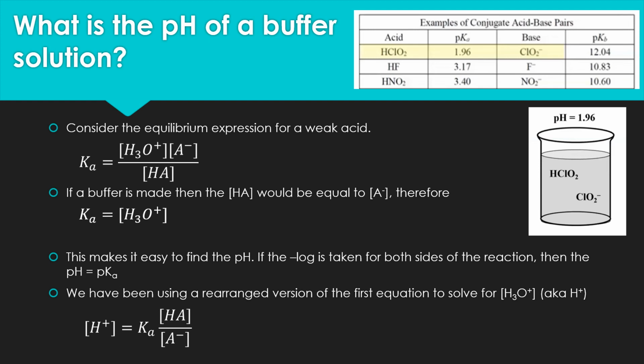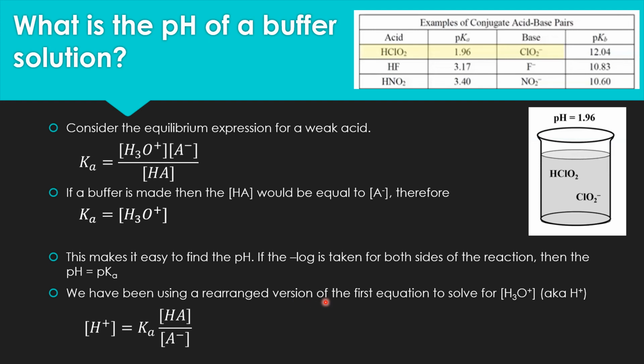So how do we find the pH of a buffer solution? This is actually something we've done before in another capacity, but we're just going to look at it from a different angle. So if this is the equilibrium expression for a weak acid, shown here, a buffer solution is made where the concentration of your weak acid on the bottom is equal to the concentration of the conjugate base, A minus, on the top. So if those two are the same, they would cancel out. And so that means that our equilibrium constant would equal our hydronium or hydrogen ion concentration.